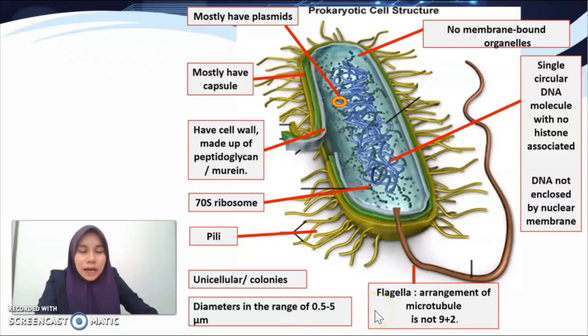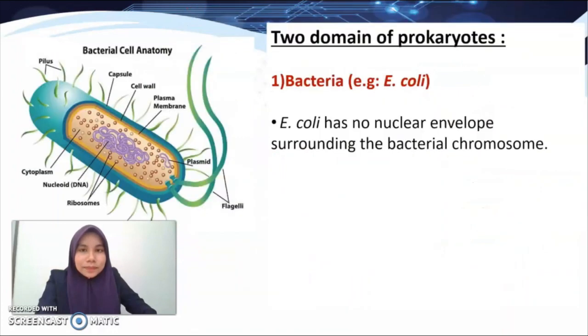They have flagella. They have a single circular DNA molecule with no histone associated, and they have DNA not enclosed by a nuclear membrane. Last but not least, they have no membrane-bound organelle. Prokaryotes can be divided into two domains, which are bacteria and archaea.